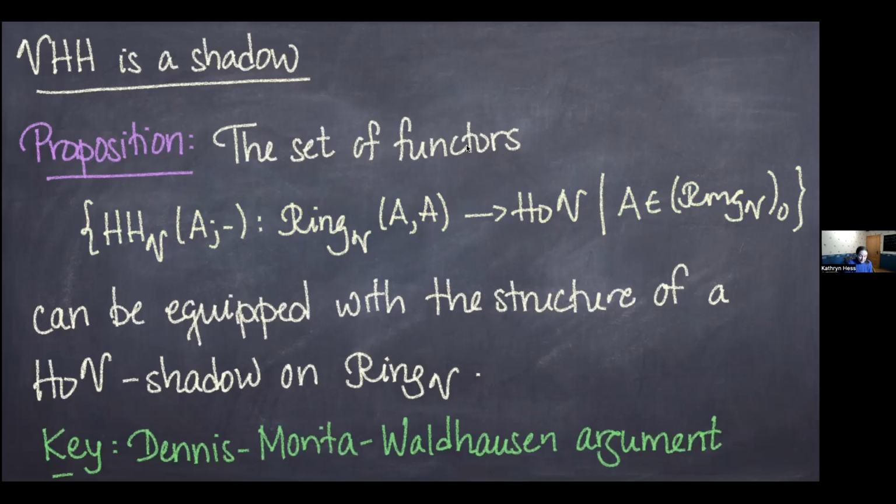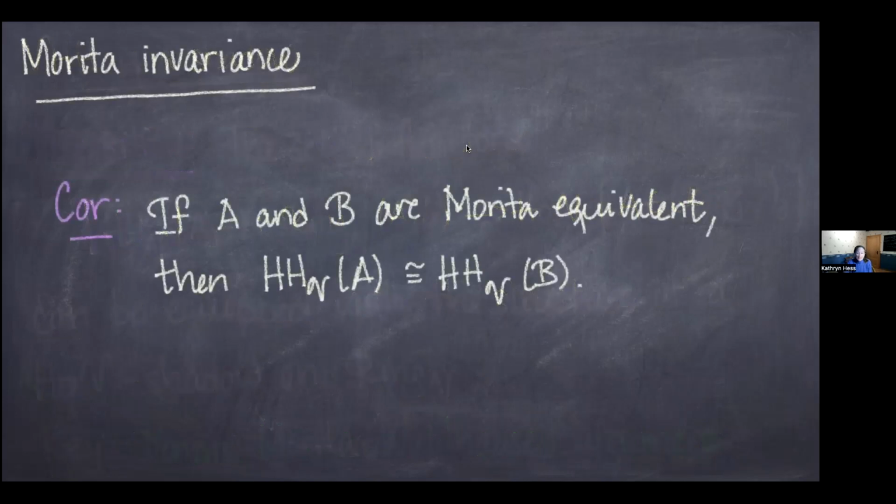So you have, in this case, a nice shadow. And because it's a shadow, you have Morita invariance. If you have two monoids in this category V, at least as long as their underlying objects are cofibrant, and they're Morita equivalent, so you have this equivalence between the homotopy categories of modules, then their Hochschild homologies are isomorphic. So anytime you have a framework in which you can set this up, you know that you're going to have Morita invariant Hochschild homology.